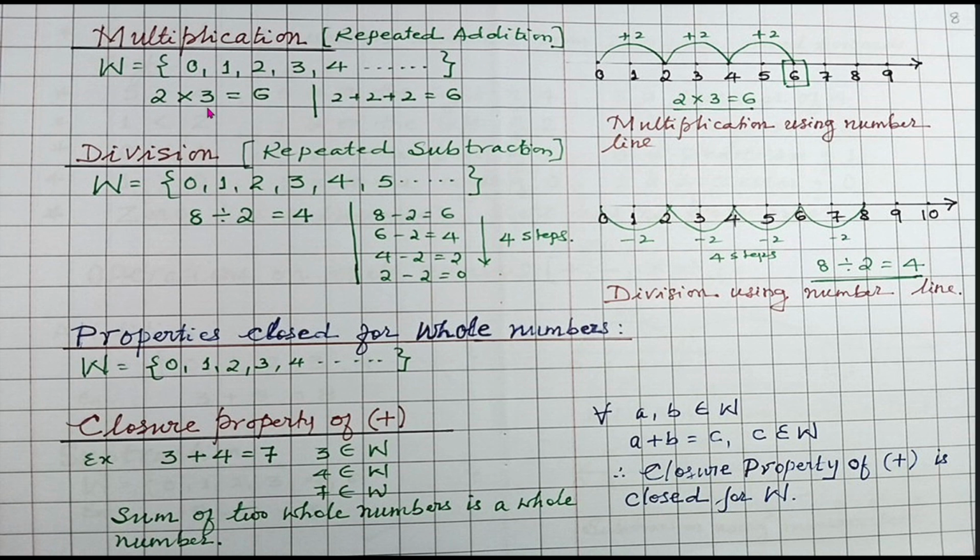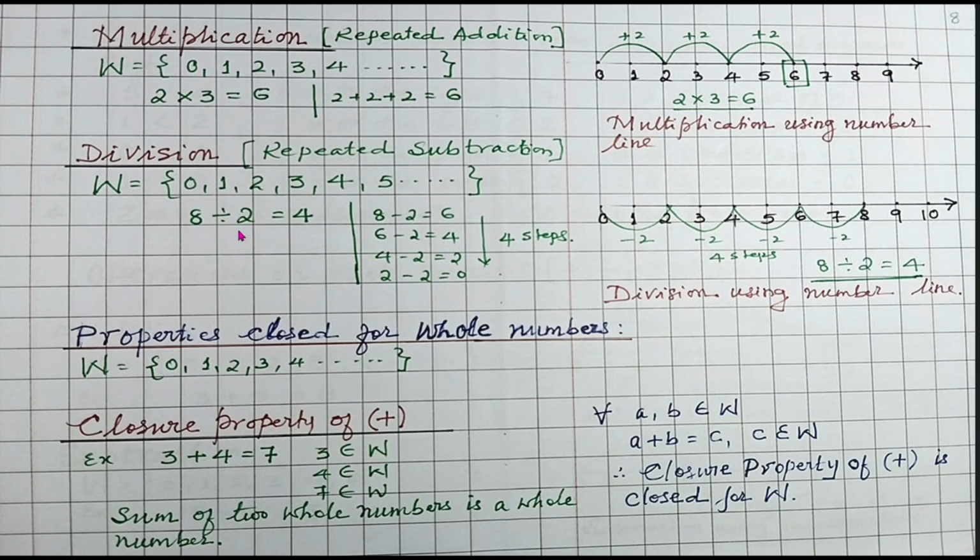Now multiplication of whole numbers. We can multiply two whole numbers, again we get a whole number. Multiplication is repeated addition, and therefore 2 into 3 is equal to 6 becomes 2 plus 2 plus 2 is equal to 6, and we also can represent it using a number line. 2 into 3 is equal to 6: jump 2, again 2, again 2, 2 plus 2 plus 2 becomes 6, therefore 2 into 3 is equal to 6, and that is how we can represent multiplication using a number line.